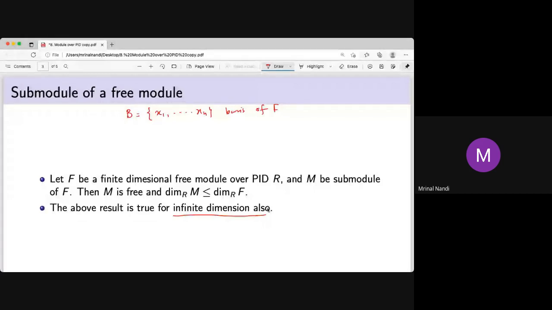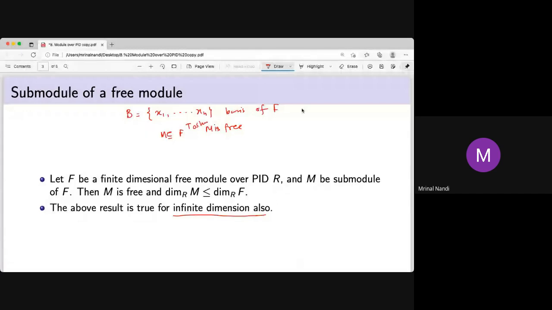So what do we have to prove? We have to prove that the submodule M is free, and that the basis has at most n elements. So the number of elements in the basis must be less than or equal to n. So the basis has at most n elements.